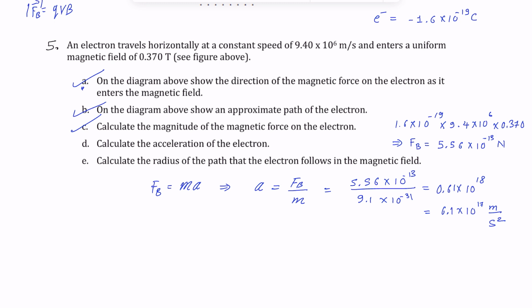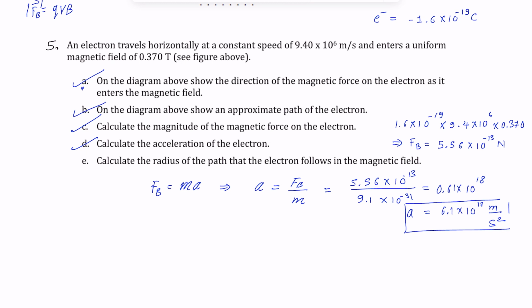Yeah, that is correct. Okay, it's 9.1 times 10 to the minus 31. So this is the acceleration. This is the answer for part D.